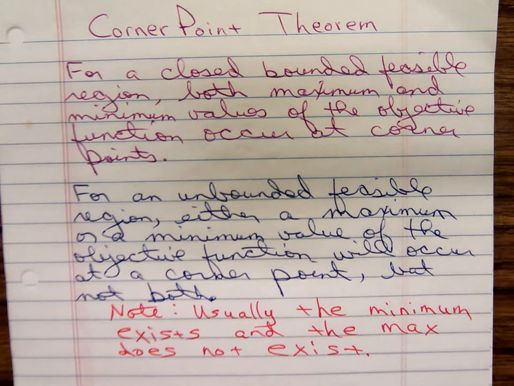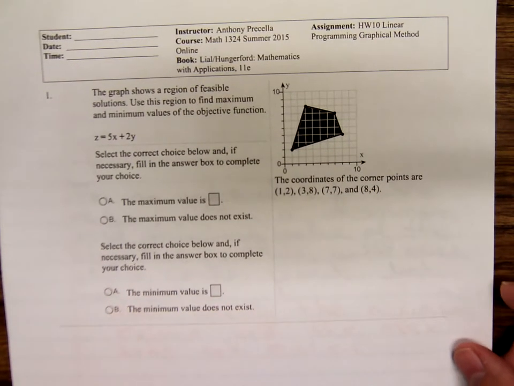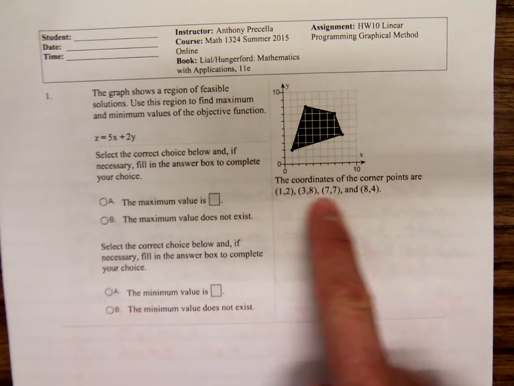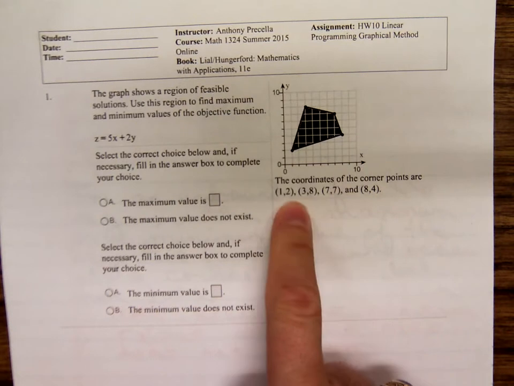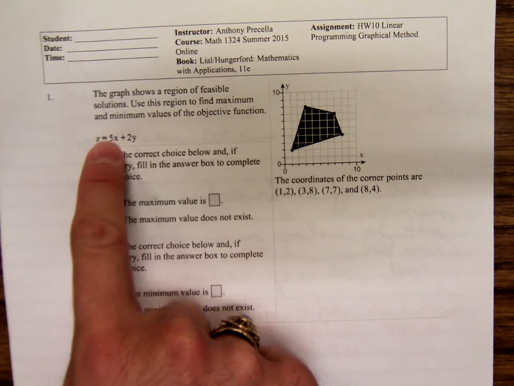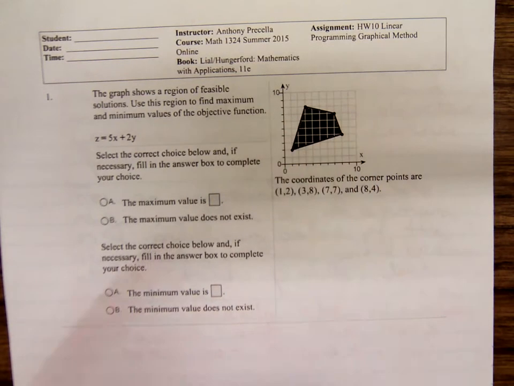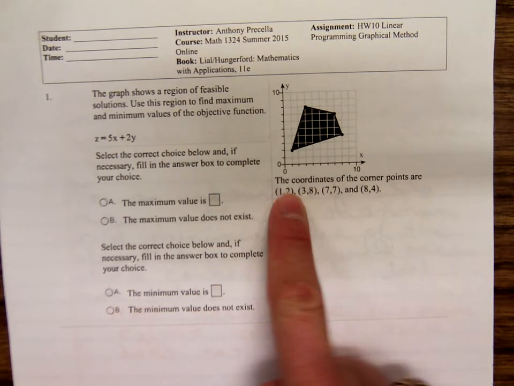So some of the homework problems you have look sort of like this, where you're given the shaded region and even told the corner points, in which case all you've got to do is just plug the corner points in up here. Since this is a closed bounded region, then you have both a maximum and a minimum value occurring at those corner points.